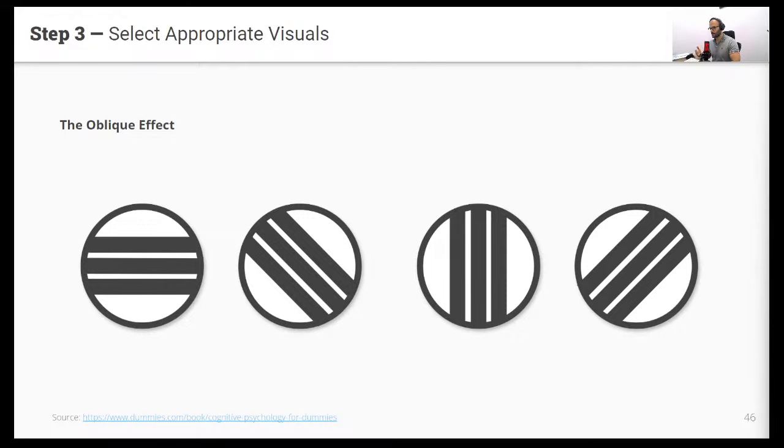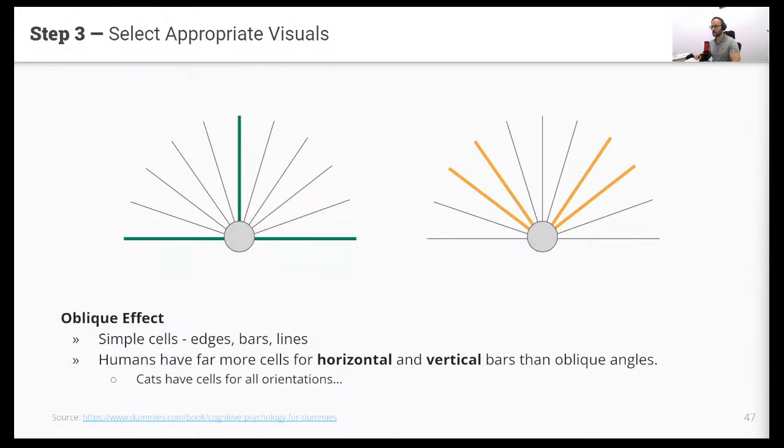Now, these are not traffic signs for trains or anything, it's just trying to talk about the oblique effect, as you have read in the title over there. And what does that mean? Well, it turns out that we humans have far more cells for horizontal and vertical lines, which means that it leads to greater visual acuity than oblique angles, meaning everything between 90 and 0, for example, in the right chart you see there.